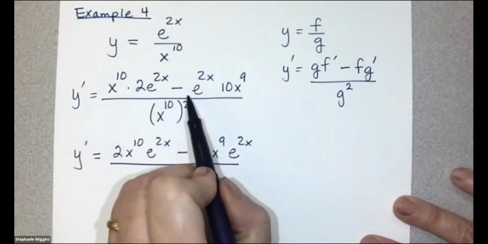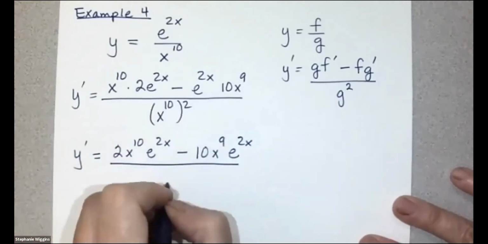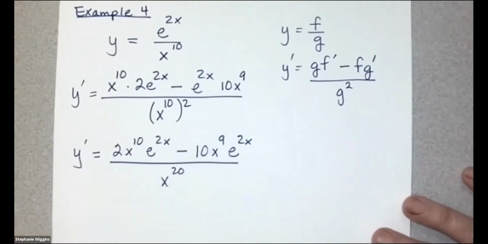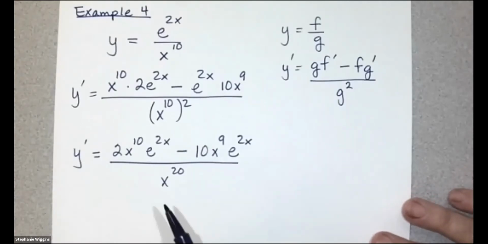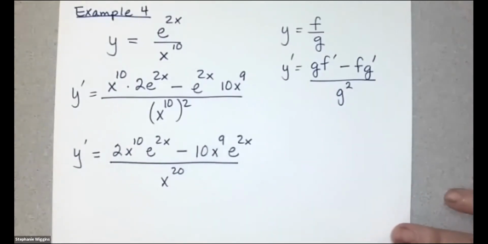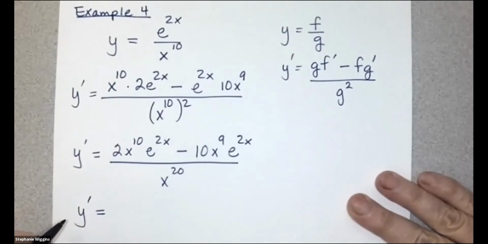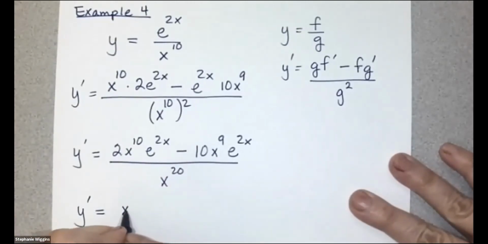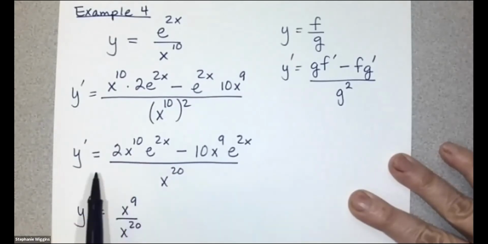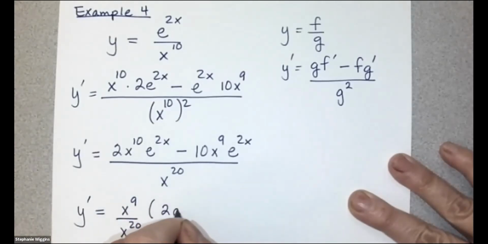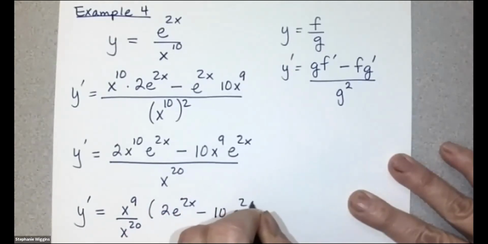When you take a power and raise it to another power, you multiply the exponents. So this is x to the 20th power. And you'll notice that I have some powers of x in the numerator and the denominator, so I think some of those will cancel. So let me go ahead and factor out x to the 9th. And then I'm dividing by x to the 20th. And when I factor out that x to the 9th, I'm left with 2e to the 2x minus 10e to the 2x.